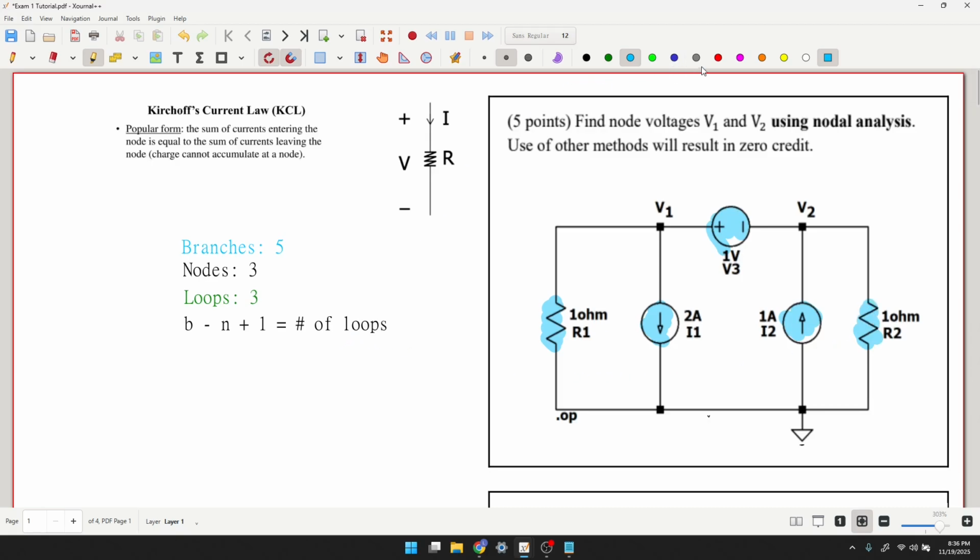Now, if I highlight the nodes, it looks like this. Node V1 is going to be the entire left shoulder of this circuit, all the way up until the beginning of the elements that are attached to node V1. If I highlight node V2, it's the same story, just on the right side. The ground node is larger. It's going to be this entire bottom half of the circuit.